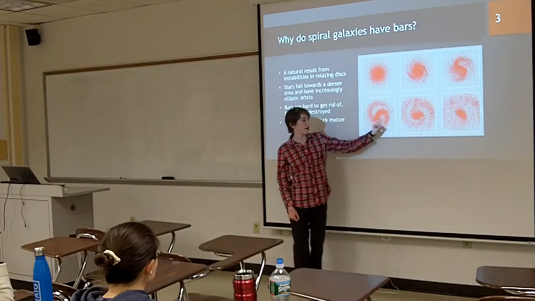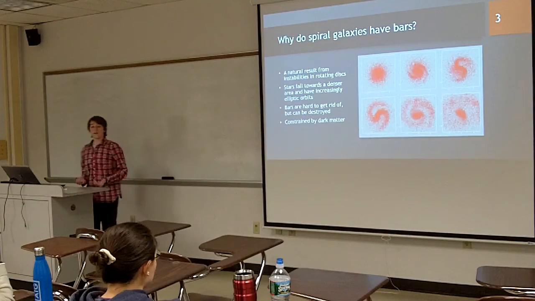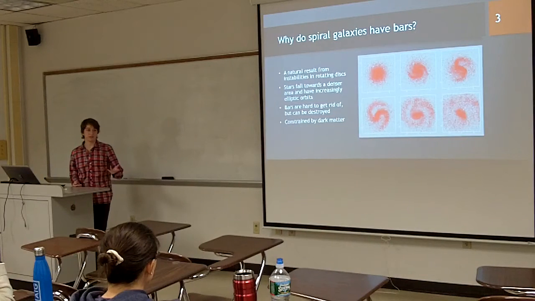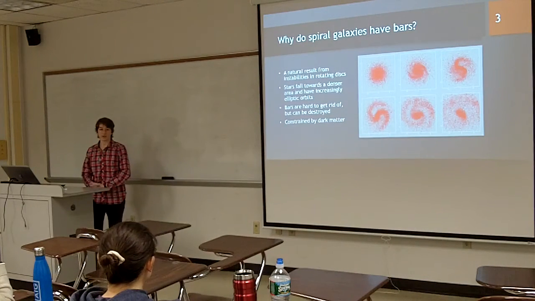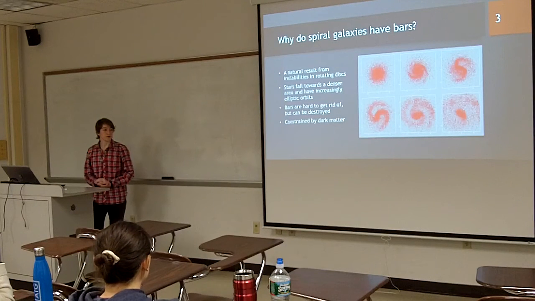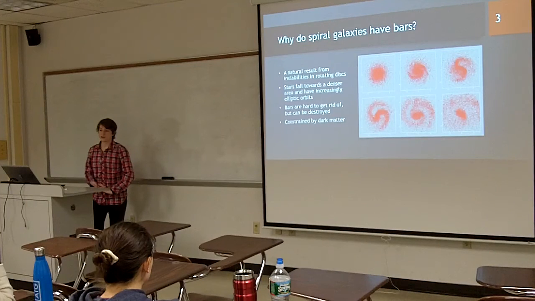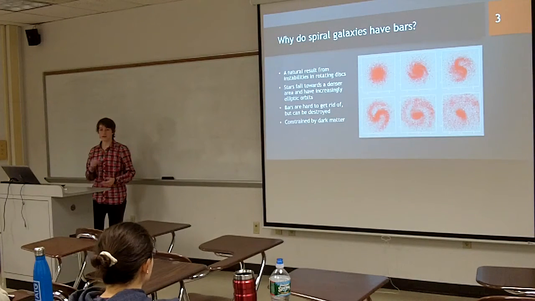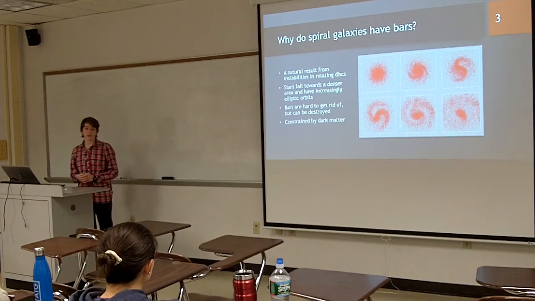You can see that over time it stays, so it's a very stable formation, but they can be destroyed if you inject enough mass into the system. One interesting thing is that this is actually constrained by dark matter. The way to prevent bars forming is to lower the self-gravity of the disk, and that means moving more of the mass of the galaxy into dark matter and having less normal matter like stars and dust. So not really related, but an interesting fact.